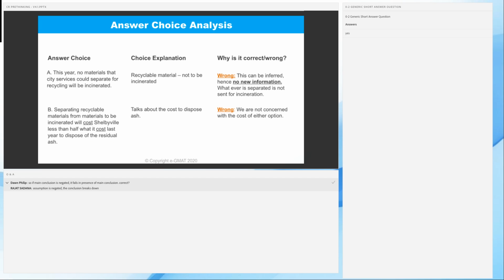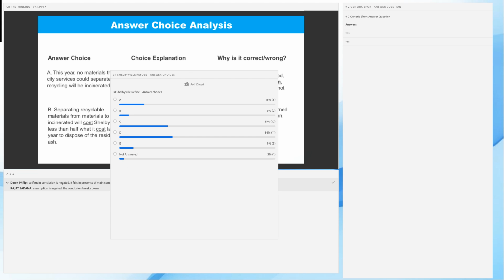So let's look at the answer choices. I'm going to show the poll once again. Sorry, where did my poll go? Select poll. This is how you guys polled here. 5 of you chose choice A. Another 10 chose choice C. Choice D was chosen by 11 folks, and then choice C was chosen by 9 folks.